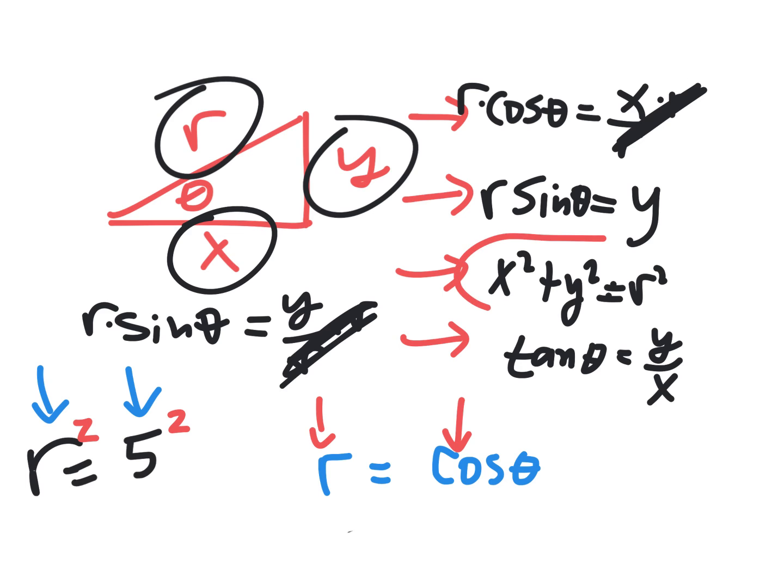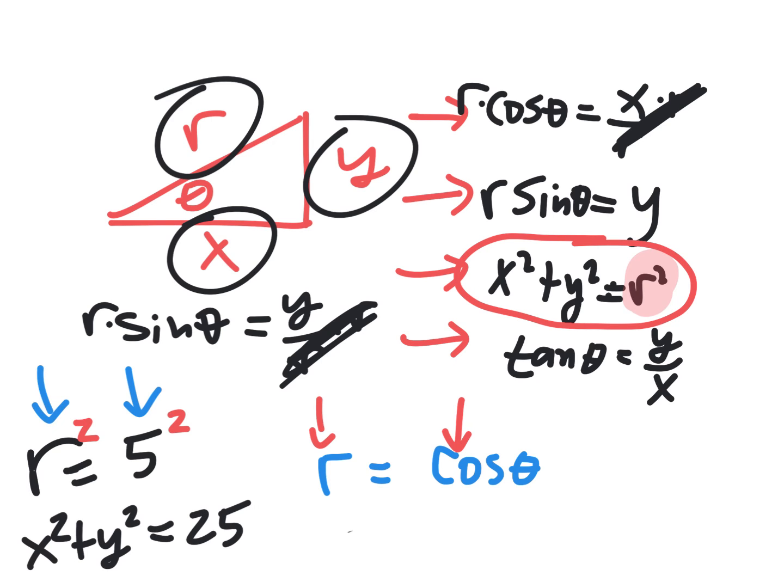Yeah, because then you got x squared plus y squared equals r squared, and I see the r squared right here. That now can be replaced with x squared plus y squared. So now I got x squared plus y squared is equal to 5 squared, which is 25, and that's rectangular. So they started off as polar, and we're changing them over to rectangular.